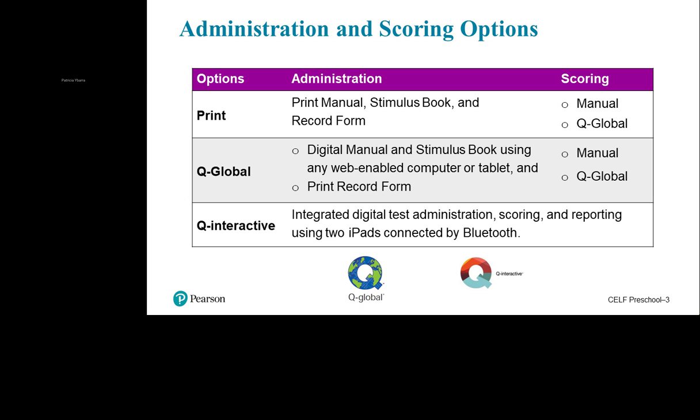Your options for administration and scoring are, of course, the print option is available for administration, and it includes the print manual, stimulus books, and record forms. Your scoring options, if you're doing the administration in print, are that you can score manually, and also you can use the Q-global scoring platform.